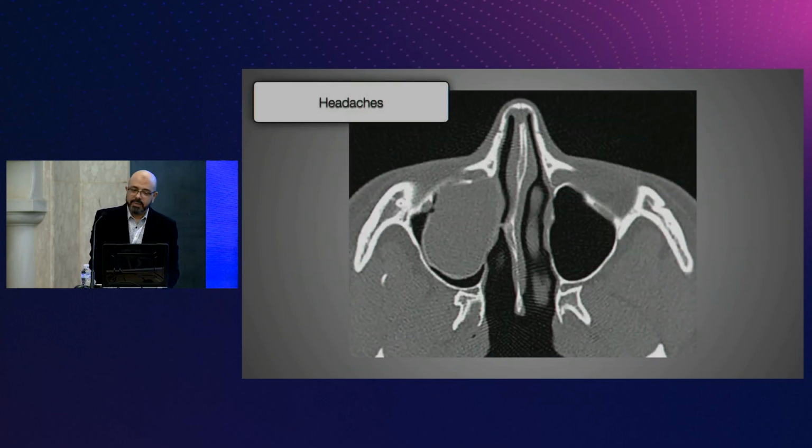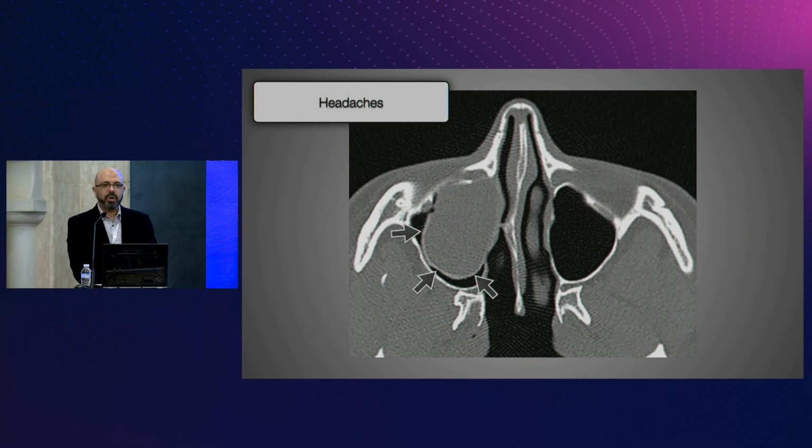This is an interesting case, a patient with headache, and this was reported as a polyp. Would we agree with that? If this was a polyp, how can we explain that? Why is a polyp surrounded by bone? It doesn't make sense, right? It shouldn't be surrounded by bone. Let's see the coronal.